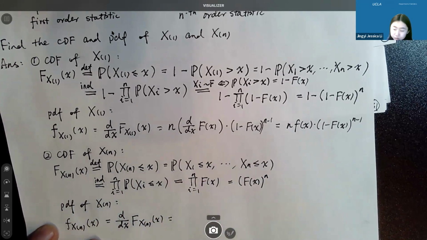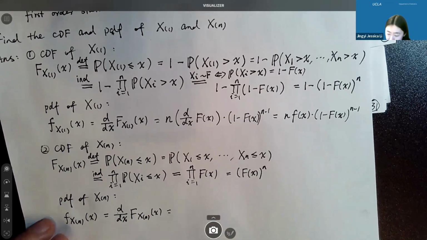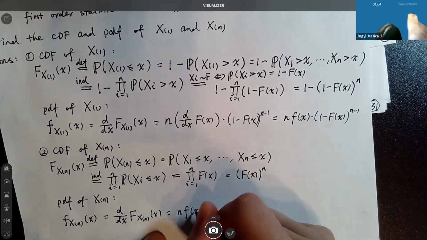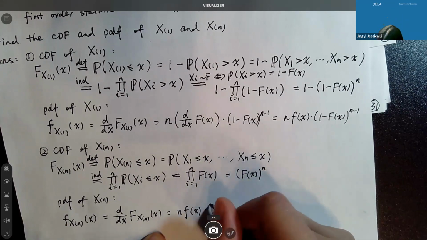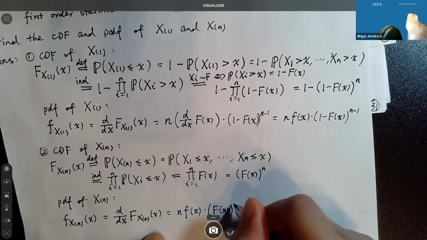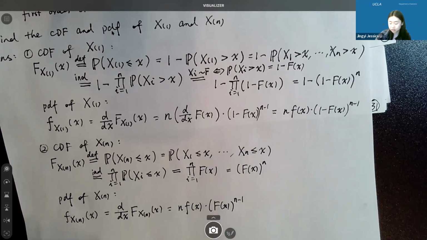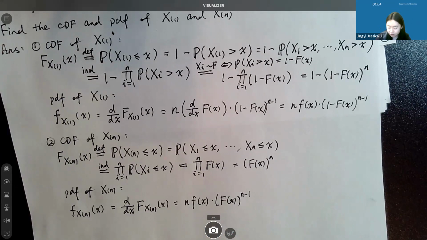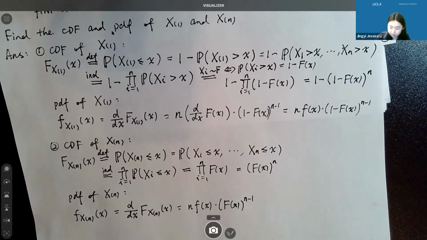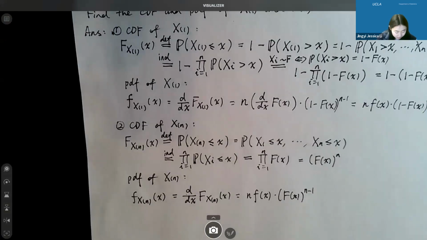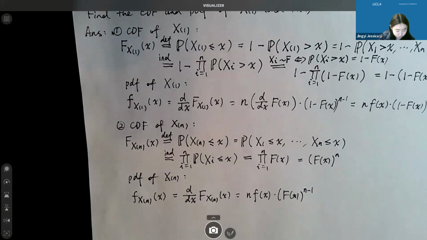Okay, now I'm going to write down the result directly using the chain rule. By the chain rule, it will be n times the small f at x times the big F at x, now raised to the power n minus 1. Okay, so now we obtain the PDF of the minimum, the first order statistic, and the maximum, the last order statistic.